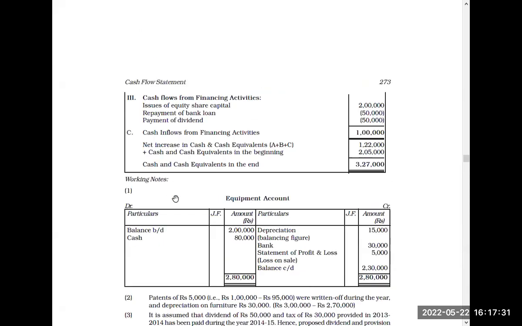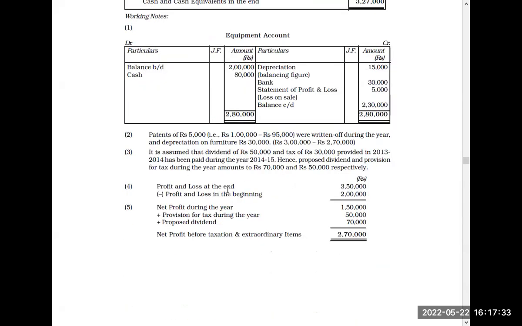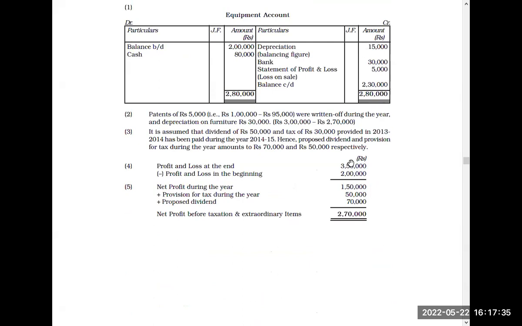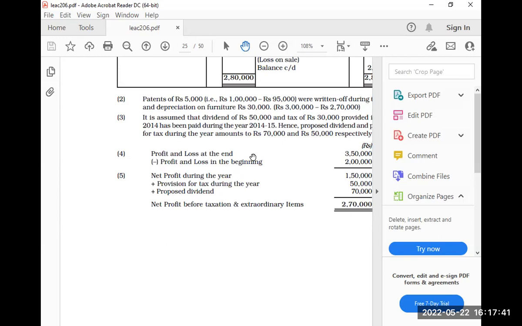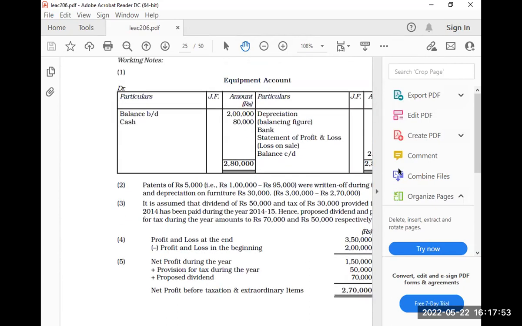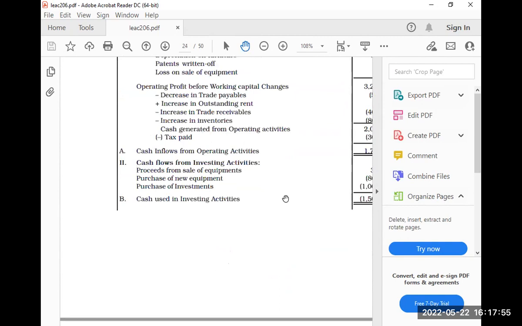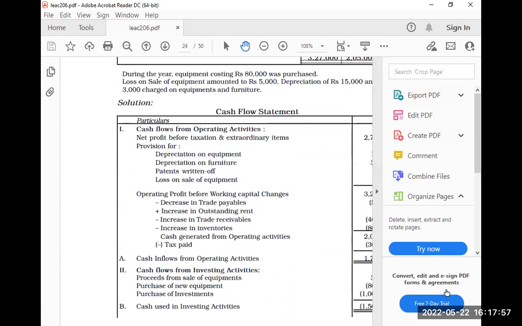It is given here in the notes. Look at this. Whatever we discussed so far, it is there in the working note. Profit difference is 2 lakh and 1,50,000. 50 is the tax, 70 is the dividend. So I got 2,70,000. That explanation is given here. Based on that, we have taken this 2,70,000 in the statement.